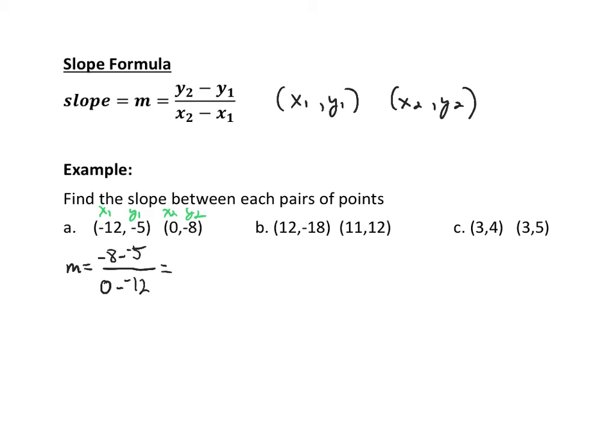Now we know when we subtract a negative number, we're actually really adding. -8 minus -5 would be the same thing as -8 plus 5. In other words, on the top we get -3. On the bottom, 0 minus -12 would be the same thing as 0 plus 12. That's -3 over 12. That's a fraction that we can reduce. I would reduce that to -1/4.